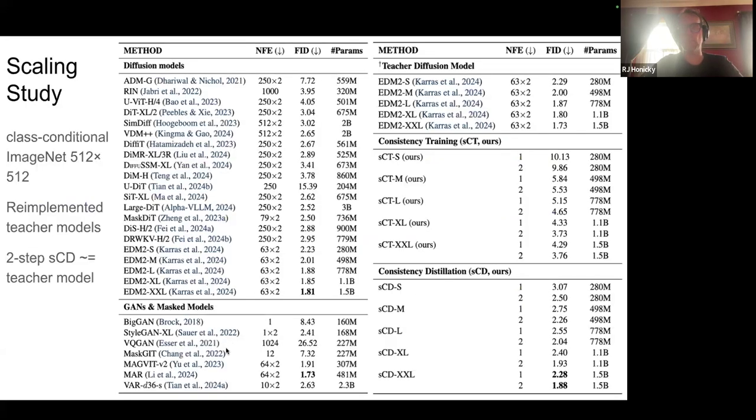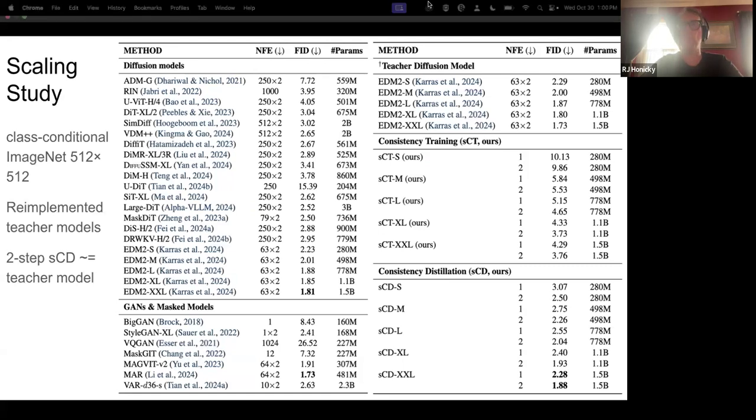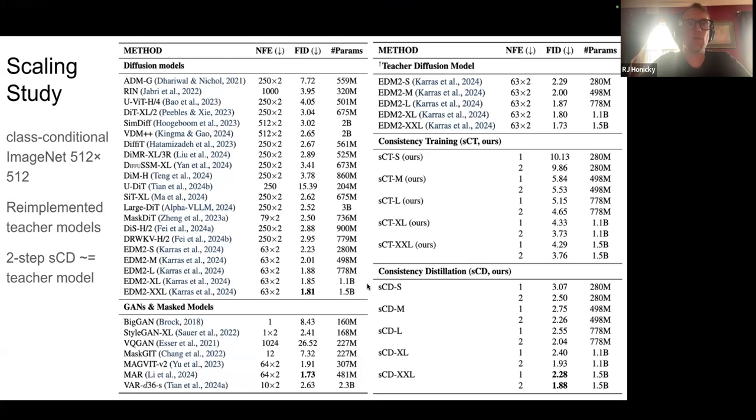Okay, and then this is their scaling study. We're kind of out of time, so I won't talk too much, but you can see they did well. They have up to a 1.5 billion parameter model. That's the main takeaway. Okay, so that's all I have. I can take any questions if people want to stick around for a few minutes.